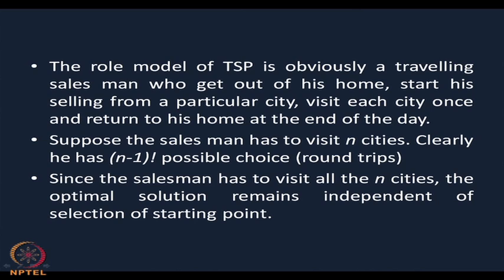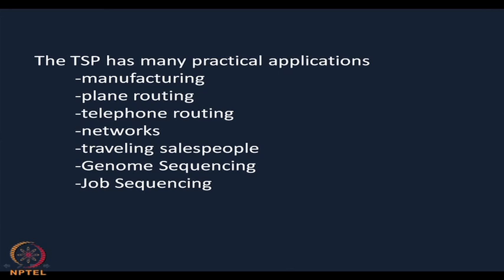To the same city. Now, since the salesman has to visit all the n cities, the optimal solution obviously will be independent of the selection of the starting point. That is, whatever starting point it may be, you will come back to the original one. You can start from any city. Now, as for the TSP, what are the practical applications? In manufacturing systems, we can apply the traveling salesman problem in plane routing systems, telephone routing systems, in networks, genome sequencing, job sequencing. In this way various applications are there of this traveling salesman problem.